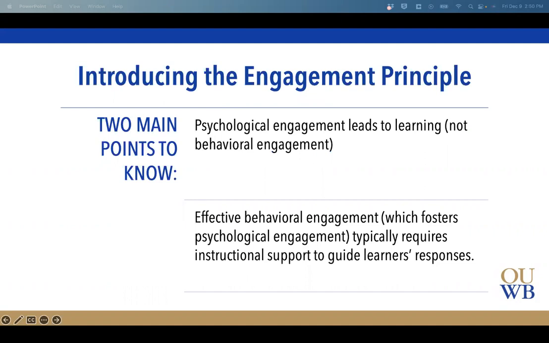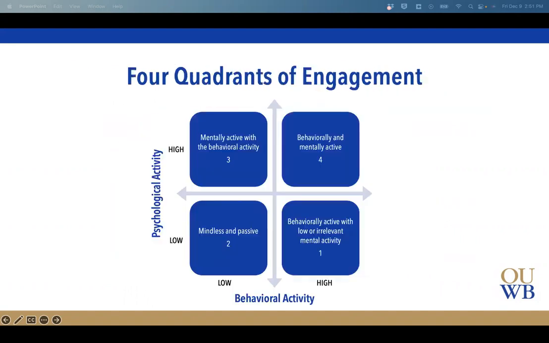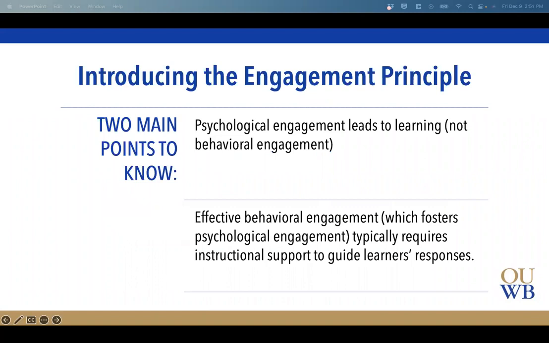Okay, so two key points to know here related to the engagement principle. We touched on this earlier in the presentation, but there are two different kinds of engagement. There's psychological engagement that does lead to learning, and there's behavioral engagement, which doesn't always lead to learning, because behavioral engagement can involve doing things that are physically active, but aren't actually working students toward the learning objectives of the lesson. Also, effective behavioral engagement, which fosters psychological engagement, is going to typically require instructional support or guidance, something to help learners get to the outcomes we want them to achieve.